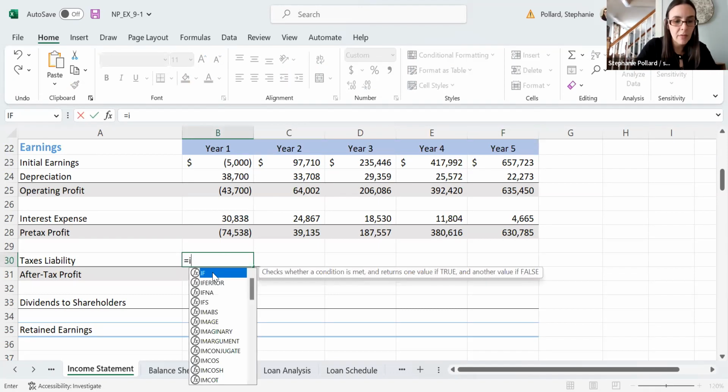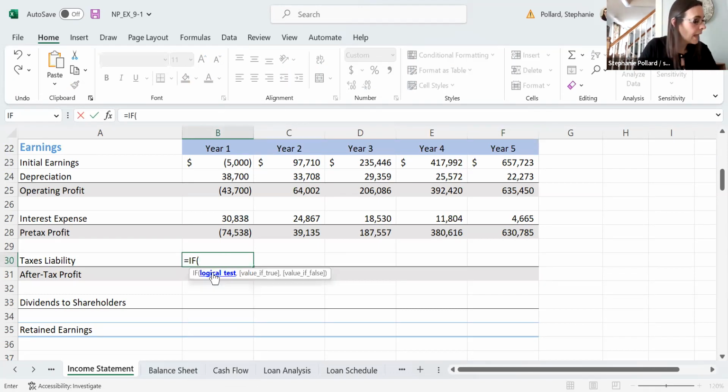I'm going to say that if B28 is greater than 0, then what we're going to do is take cell B28 and multiply it by cell F5, which is our tax rate. I'm going to fix that cell F5 because I do want to copy this over. Otherwise, the answer is 0.